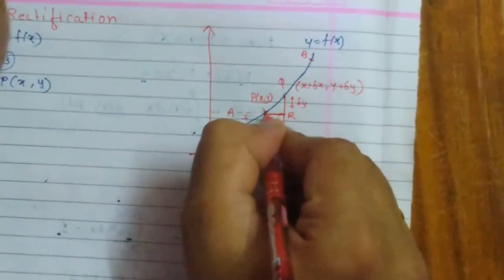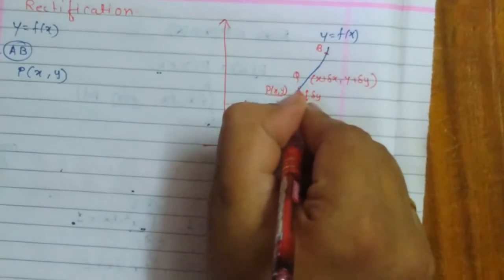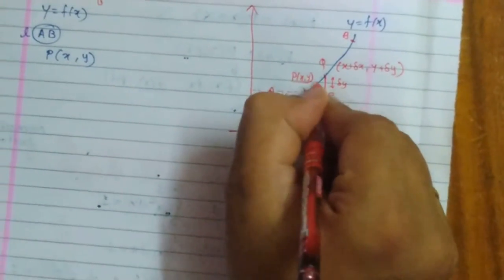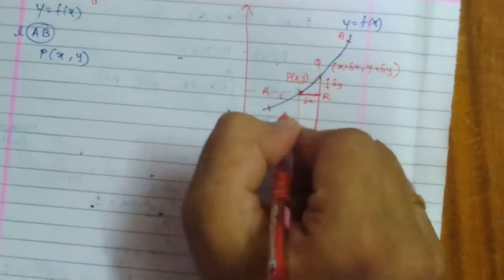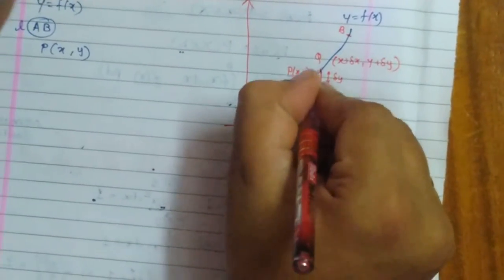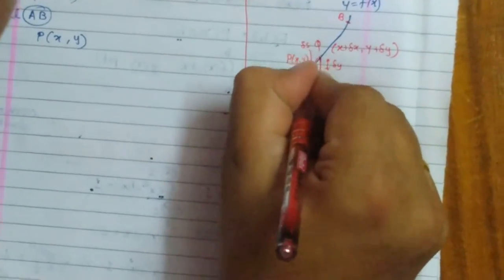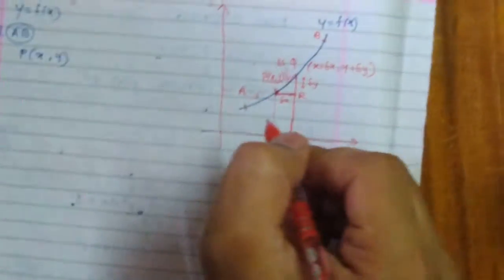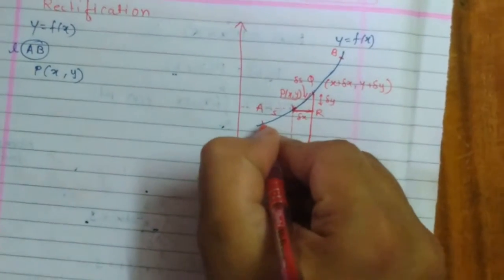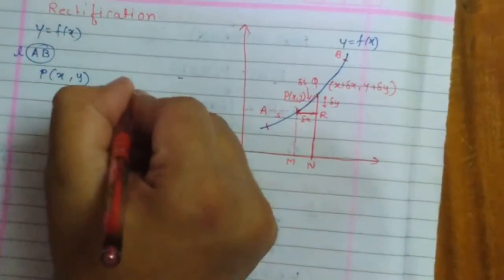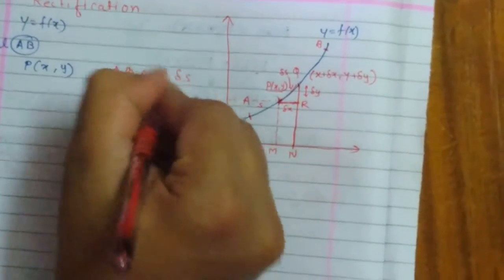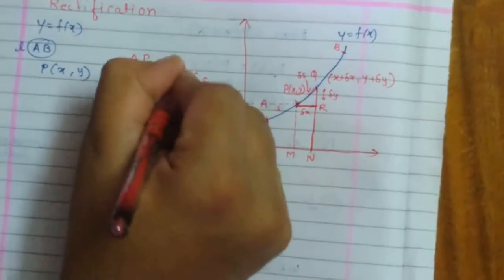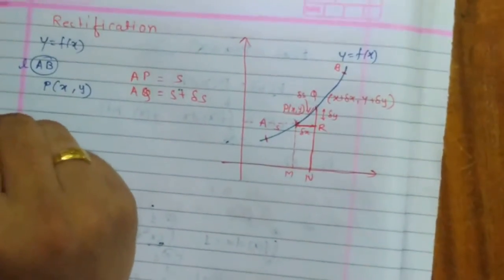Yes, the PQ is my arc. So when I take another point Q with some increment in x and y, ultimately this length also gets increased by some distance. Say that distance would be delta S. So arc PQ is my delta S. In general, the length of AQ is S plus delta S. The length of arc AP is S. Are you clear with this idea?